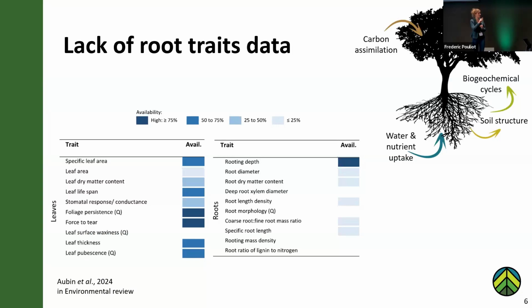But the problem is that the availability of root traits is not so great. Compared to leaves, for instance, you can see that for leaf traits, we have plenty of data. But for root traits, we don't have a lot of data. And even when we do have data, it's often categorical. For instance, we will know if a species has a taproot, or we will know if a species has more superficial roots, but we will not know the actual rooting depth.